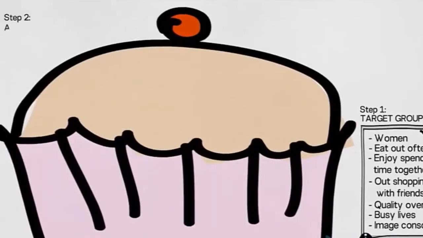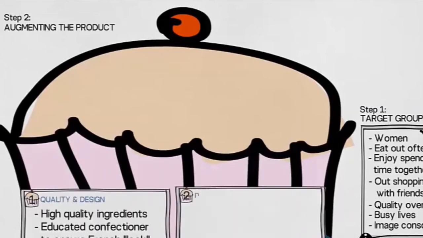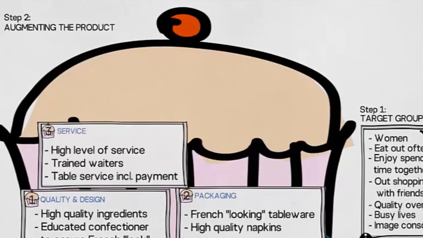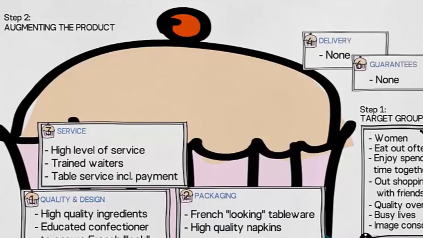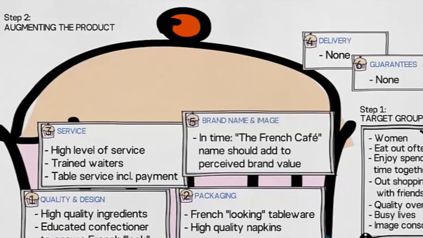On the basis of our knowledge about the target group, we have now defined how we will augment the product, the cakes and desserts. We decided on a high level of quality design and packaging. We decided on a high level of service. We decided not to offer home deliveries or guarantees. And we determined that the brand name and image will in time provide added value to our augmented product. This way, we can give the owner of the French Café specific details of how to meet the desired target group's needs and desires by defining exactly what to include in the product offering.